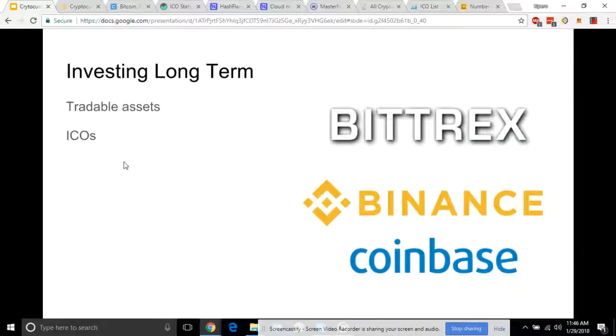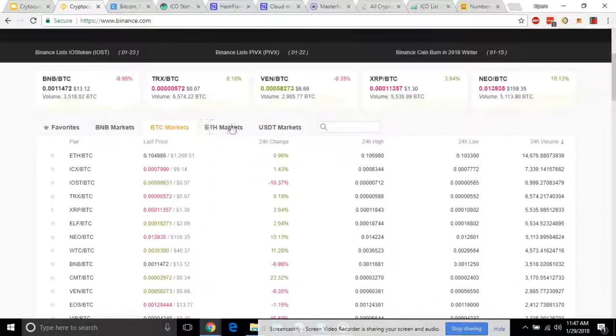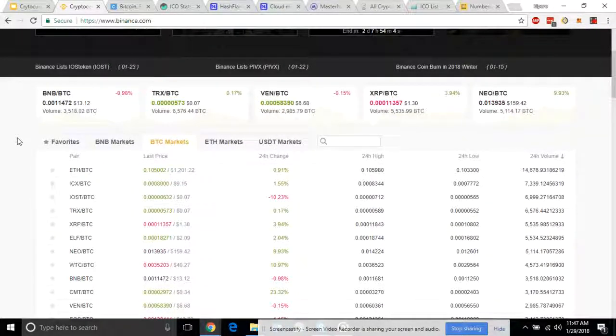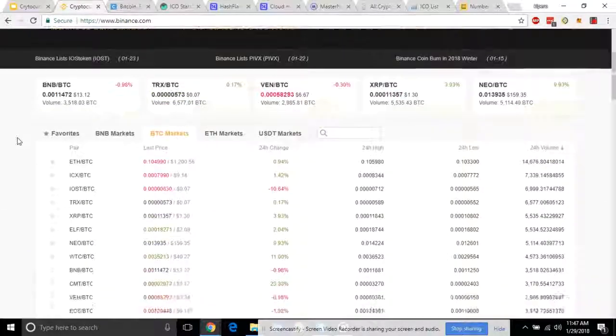So let's start by talking about long-term investing. Here you can invest in assets that are already available to trade, like the assets listed on the major exchanges. I use Binance, which is an Asian exchange based in Tokyo, and Bittrex, which is an American exchange based in Nevada. Those are major exchanges and they are very popular among the crypto community, which means that most assets have enough liquidity to execute smooth trading.